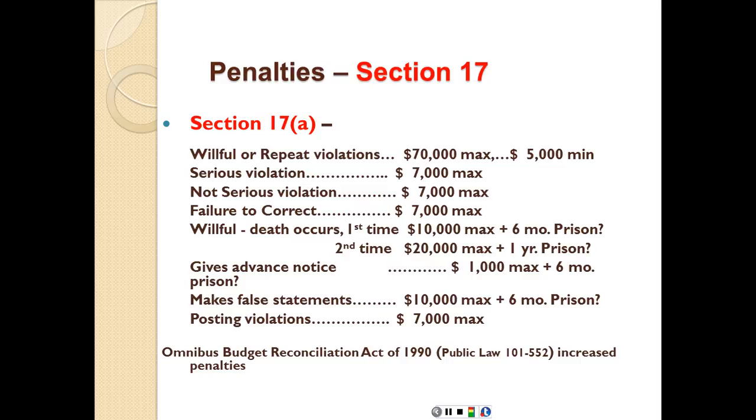Willful. Now, if death occurs the first time, a maximum of $10,000 plus 6 months prison. So it's not only a financial penalty, there's also prison time. For the second time, of course, I can't imagine a contractor being that negligent, but it happens. It's going to be $20,000 maximum plus 1 year in prison.